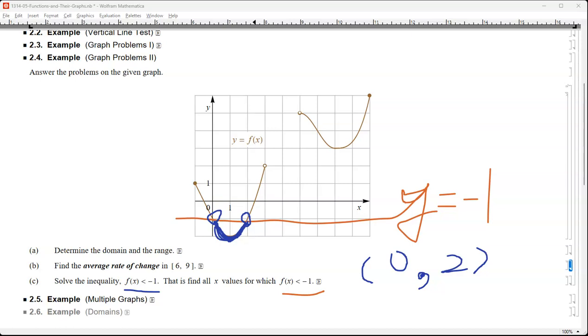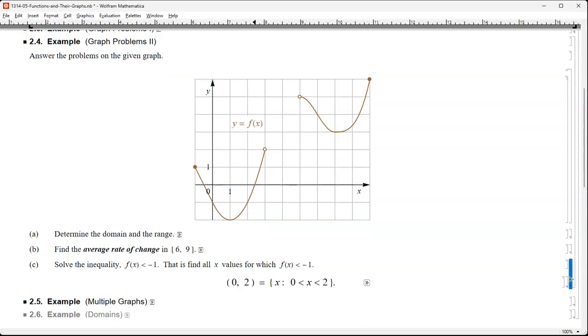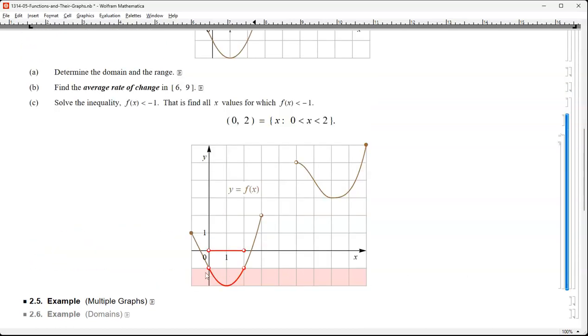Oh, lousy drawing. I'm ashamed. Let's get out of here. Instead, I'll show you my answer key. Here, below y equals -1, so down below, and we're looking at only this portion of the graph, disregarding the rest. X is moving from 0 to 2, and endpoints are out because we have strict inequality.